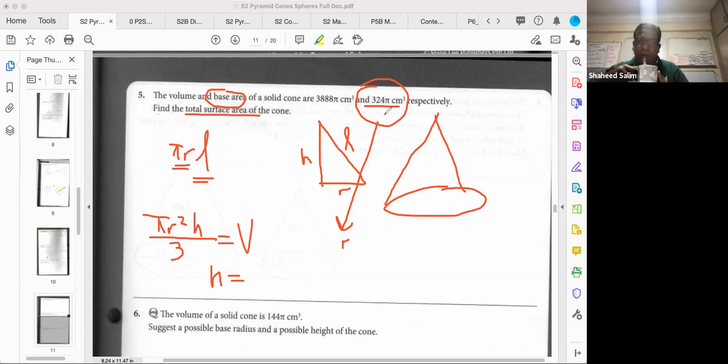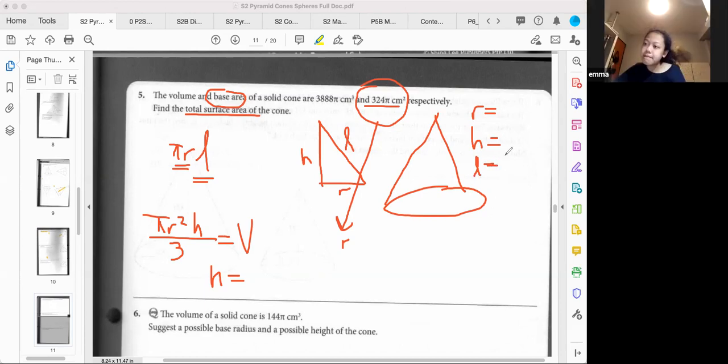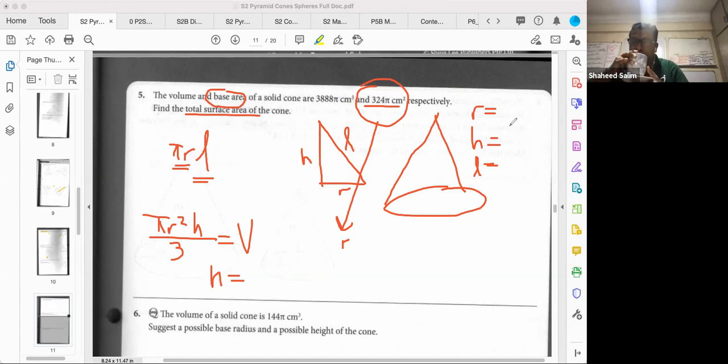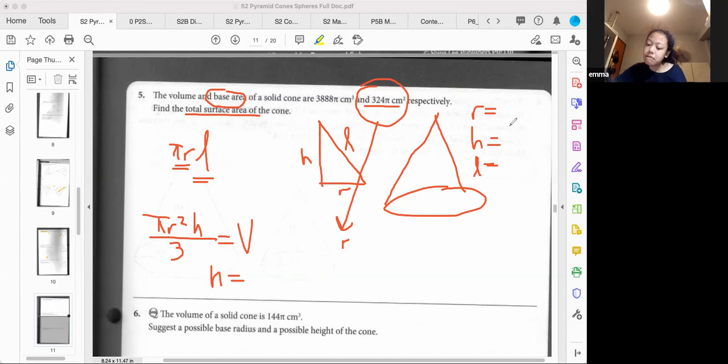So the first thing, okay, once you found R, you tell me what's your R, you tell me what's your H, and you tell me what's your L. And as you proceed, you tell me, okay? Or you can write it down there straight. You're right, it's tedious.